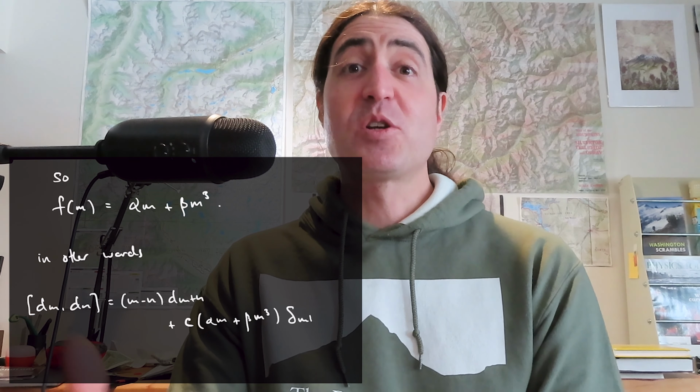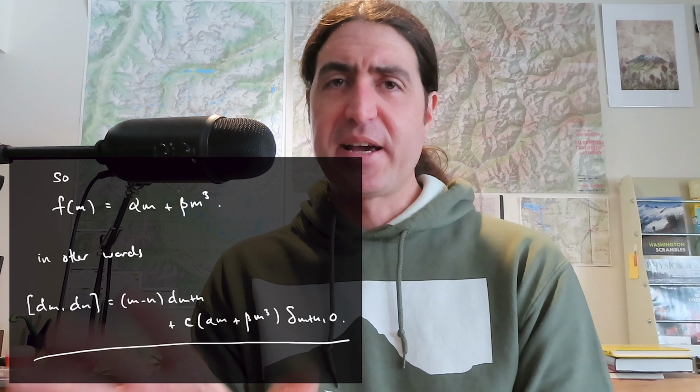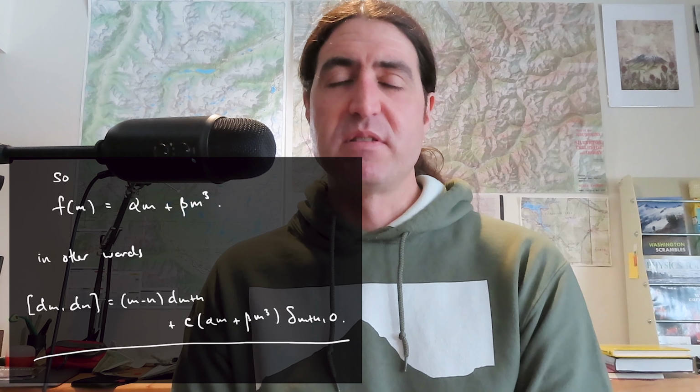So in other words, the entire Lie bracket can be written for dm with dn is equal to m minus n dm plus n plus c times the quantity alpha m plus beta m cubed times that Kronecker delta that enforces the diagonal condition delta m plus n is equal 0. Awesome. So that, in a nutshell, is the Virasoro algebra. But there is more to say.